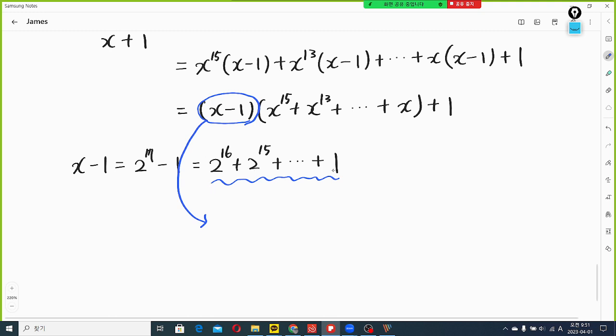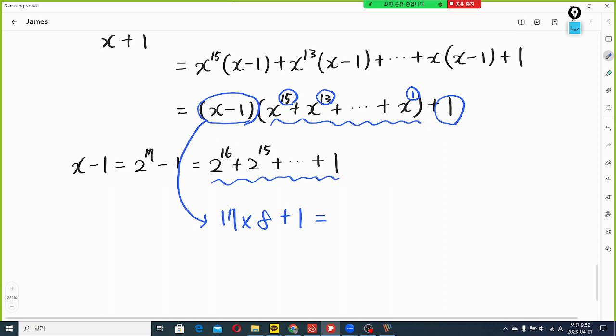How many terms? 17 terms. And how many terms in the second parenthesis? Only odd numbers. Yeah, these exponents are all odd. 8. Great. And then the last one we should include. So that's the total number of terms.